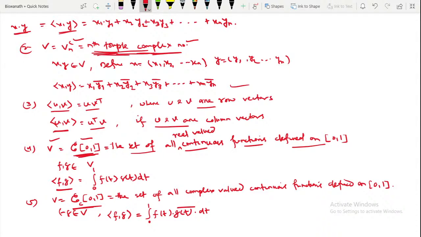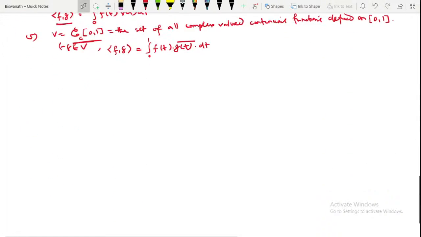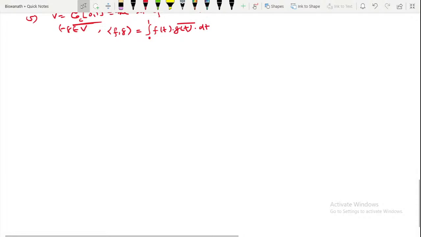Now these things related to inner product and inner product space are completed. Now comes to what is a norm. Okay. So what do we know by norm?